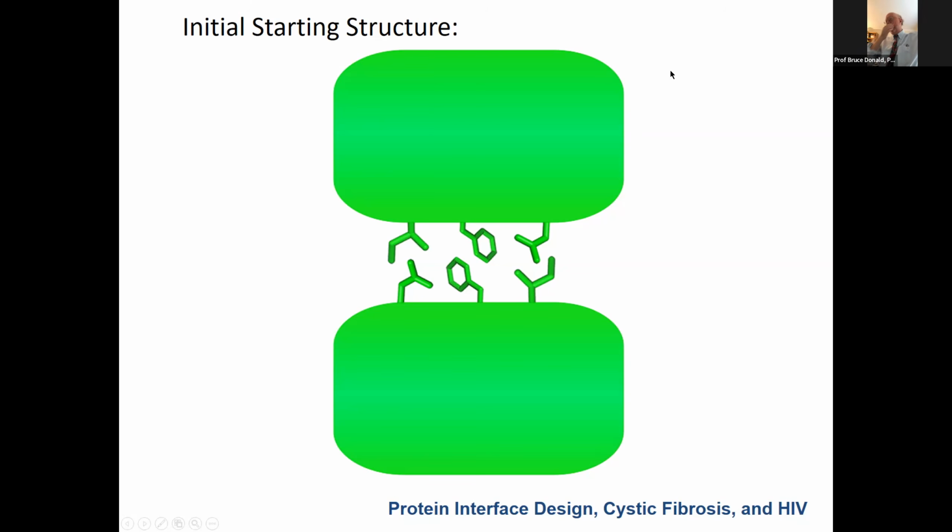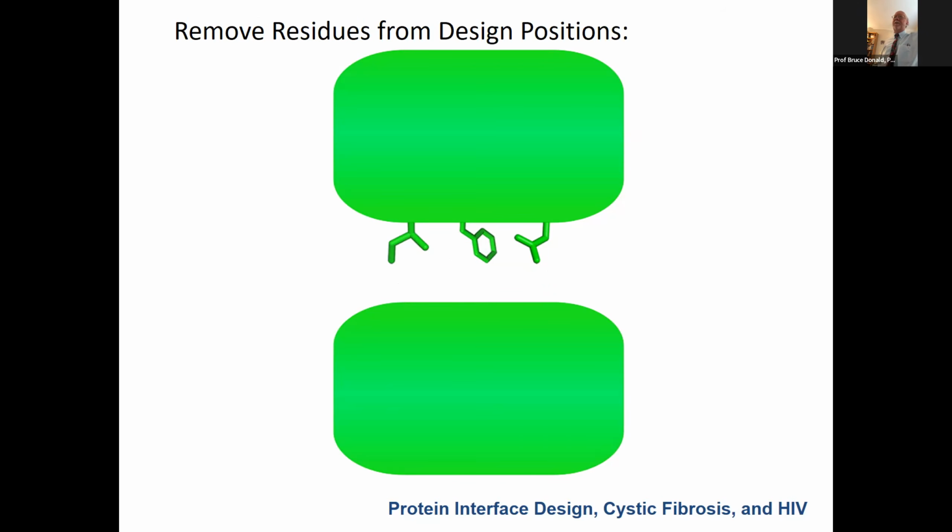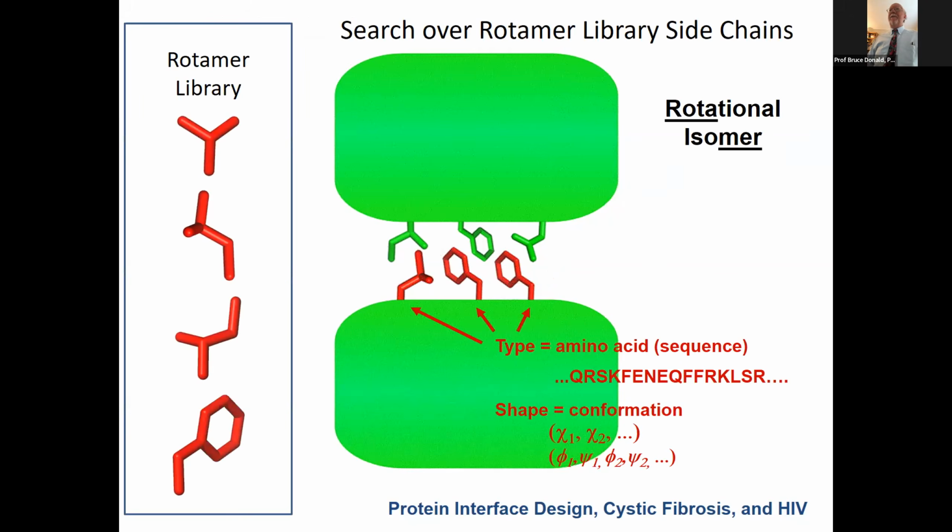You have a starting structure, and there's interactions between 2 proteins here, schematically illustrated as the different side chains. So the thing is, if we want to redesign one half of this to bind more tightly or bind more specifically or bind to something else, we take away the side chains, then we try to put them back. And we have a library called a rotamer library that stands for rotational isomer, right?